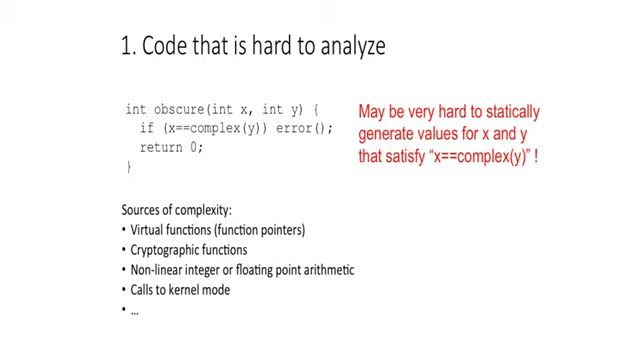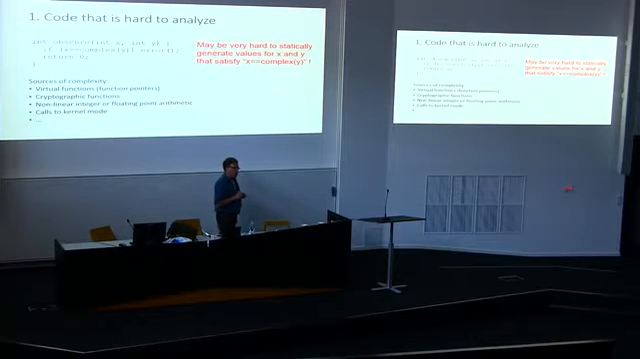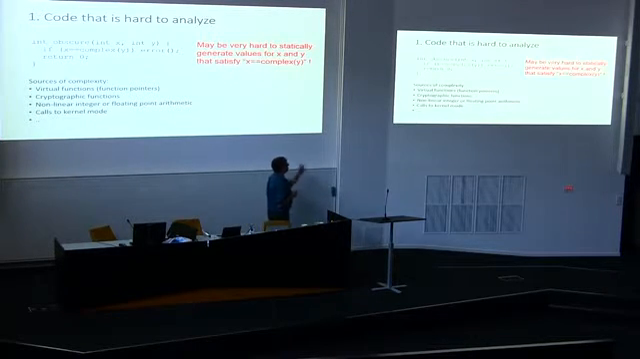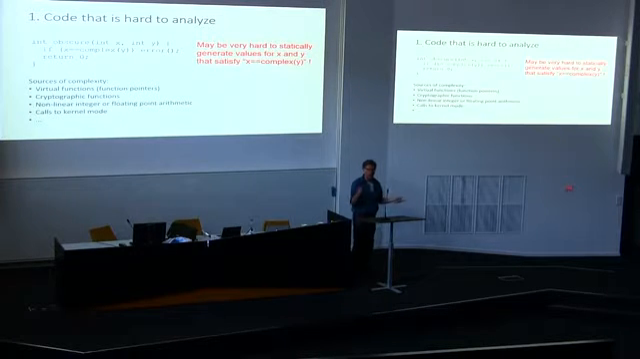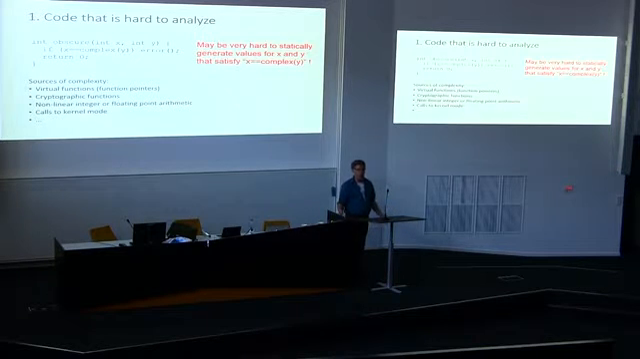Say you have an obscure function that you want to symbolically analyze or execute, and it takes integers x and y, and then calls some really tricky function, complex. What is that tricky function? It's a cryptographic function, a virtual function or function pointer where you don't know what it resolves to, or a call into a kernel module where you don't have visibility into the code. There's always some code where, with a purely static approach, you get to that complex call and have no idea how to analyze it.